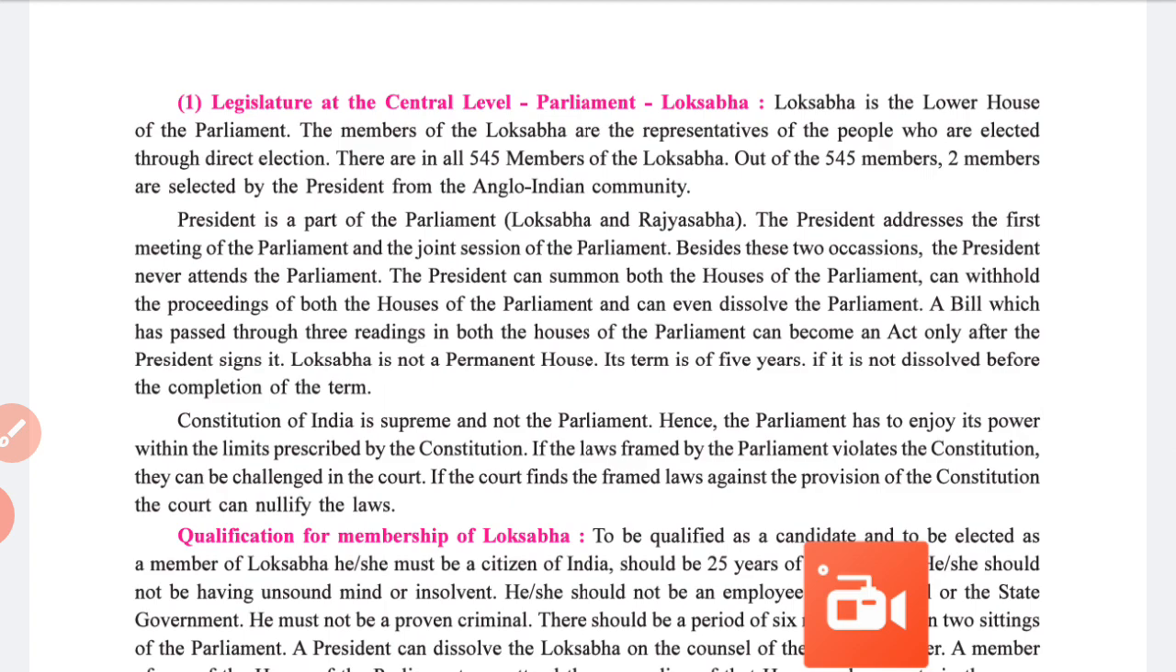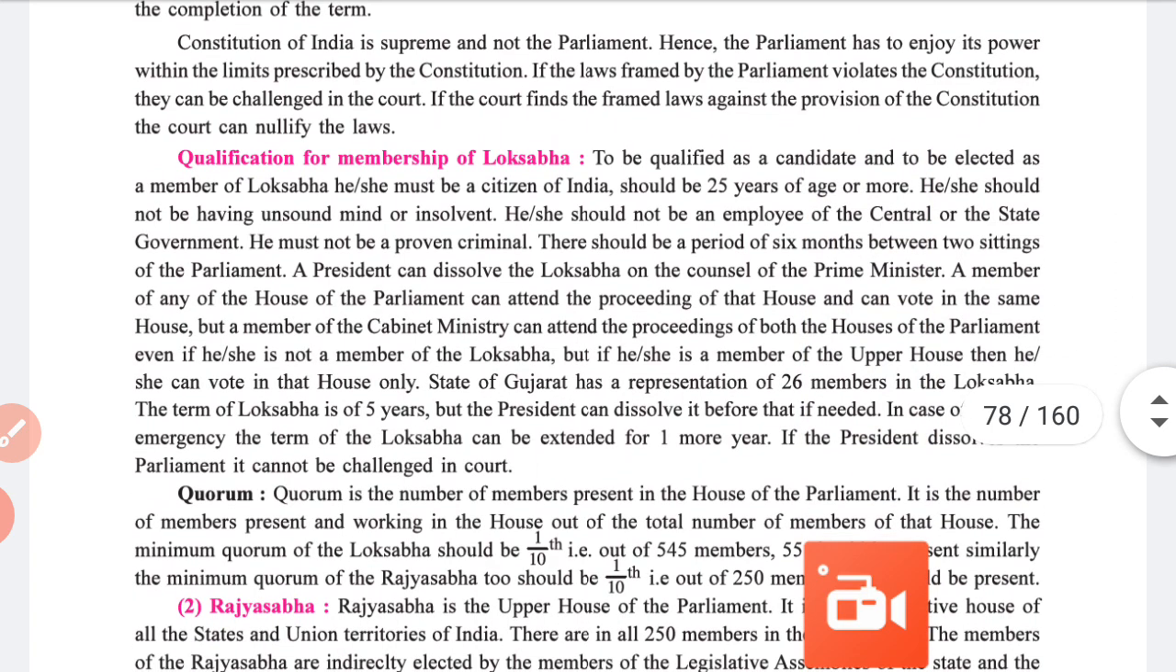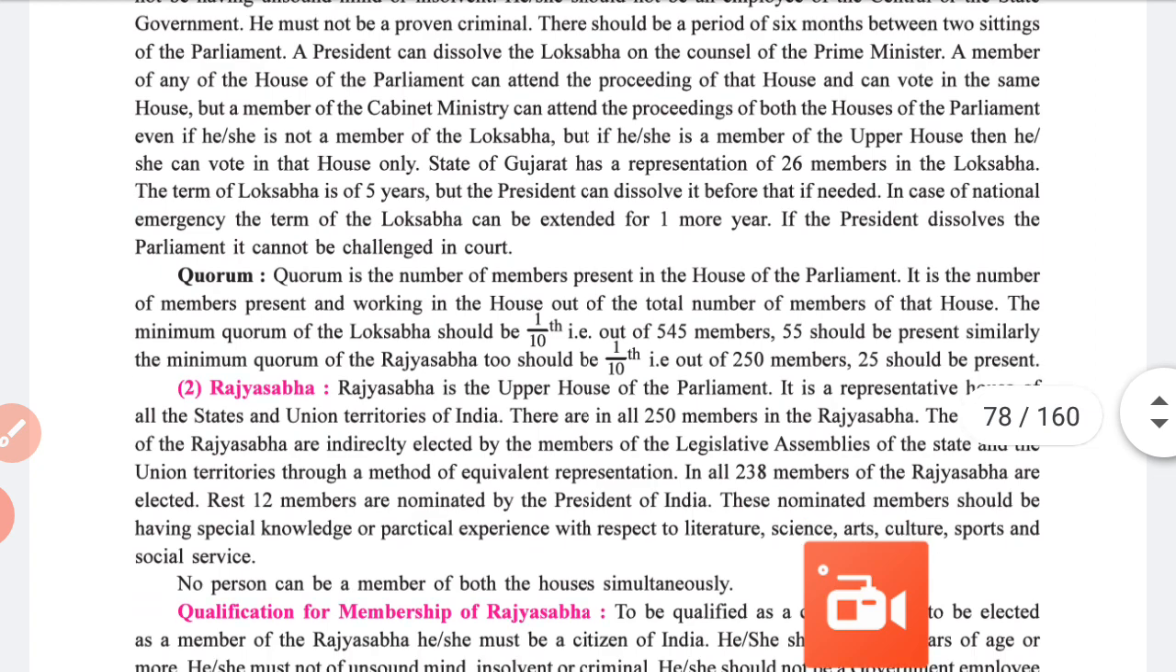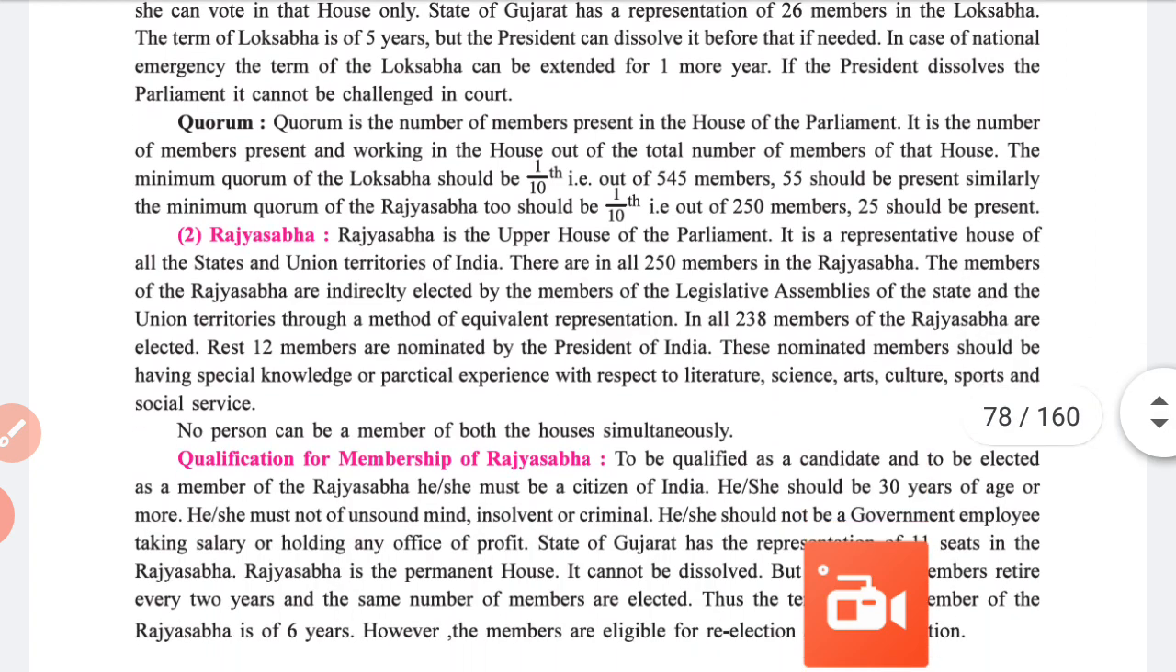When will a bill become an act, then qualification for membership of Lok Sabha, then quorum. Now we are moving on to Rajya Sabha. Rajya Sabha is the upper house of the parliament. It is a permanent house.